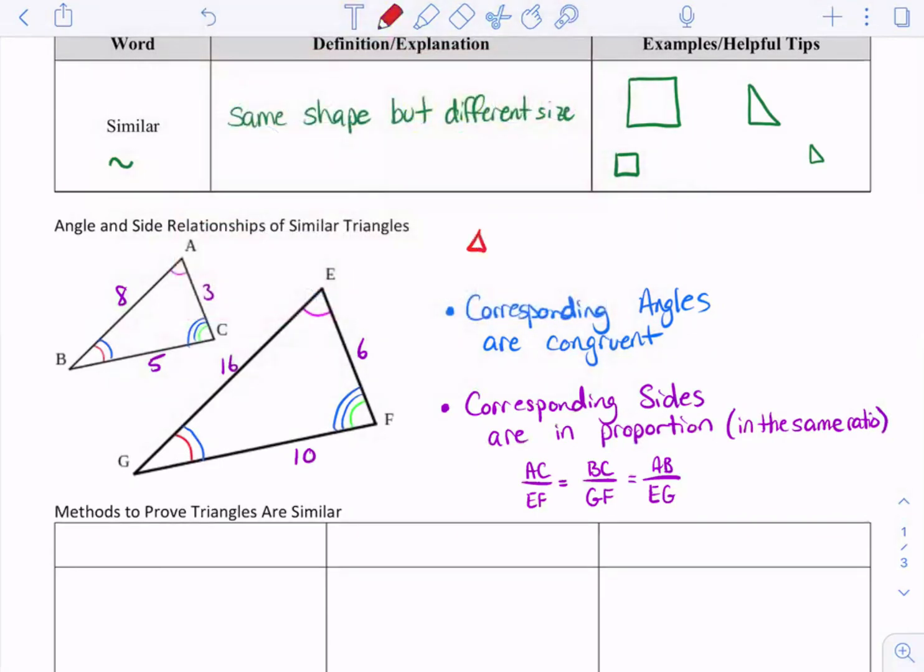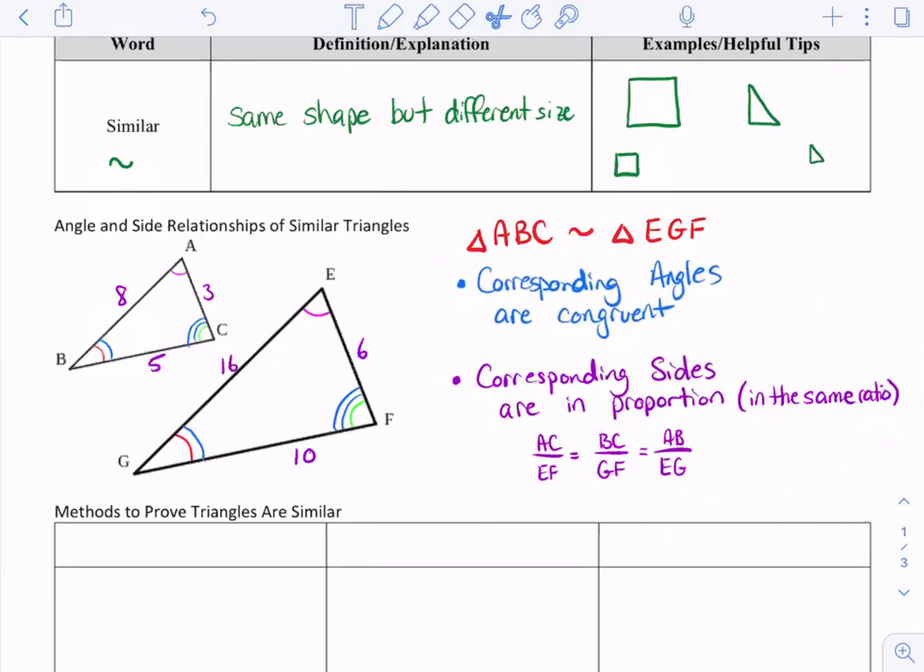So if I want to write a statement here, I would write that triangle ABC is similar to triangle EGF. Notice how I didn't go in alphabetical order. I went in corresponding order. A, B, C to E, G, F. Okay, so really that's what you need to know, the two properties about similar triangles that you need to know.